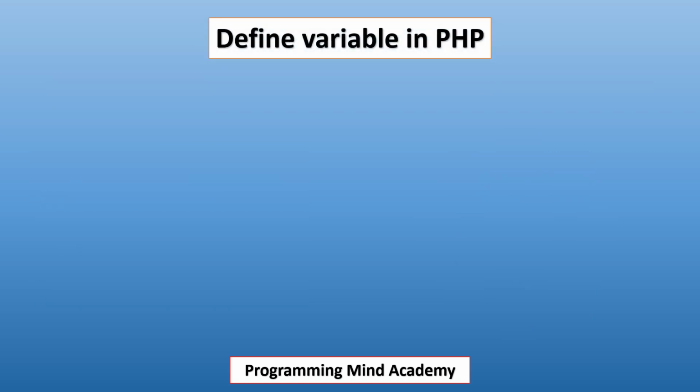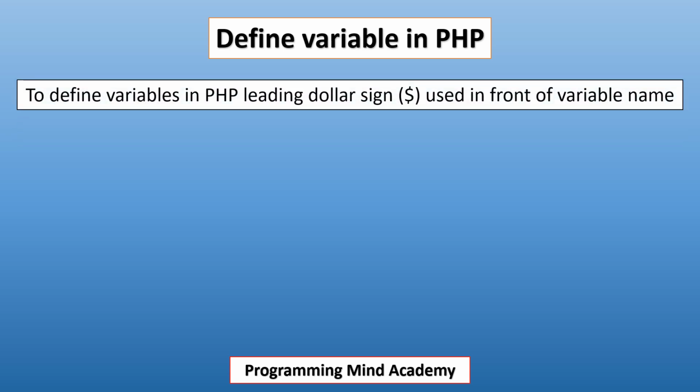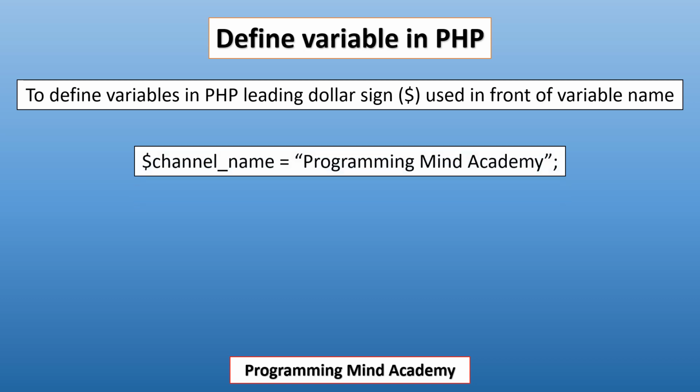So let's understand how to define variables in PHP programming. To define variables in PHP, a leading dollar sign is used in front of the variable name. This is one example where we are storing the channel name. We are using a leading dollar sign in front of channel underscore name, using the equal to operator and storing the Programming Mind Academy name into that.